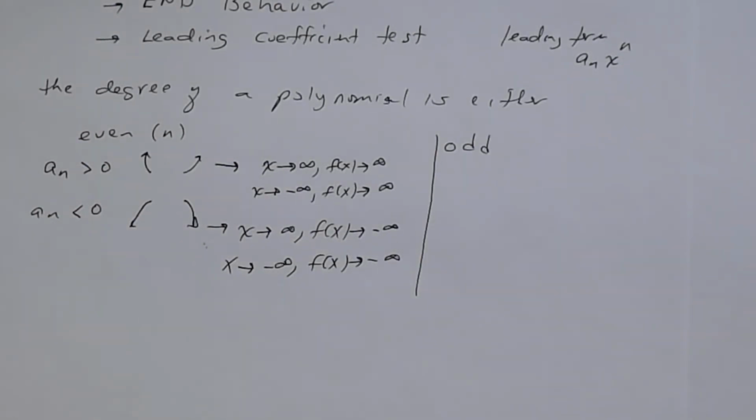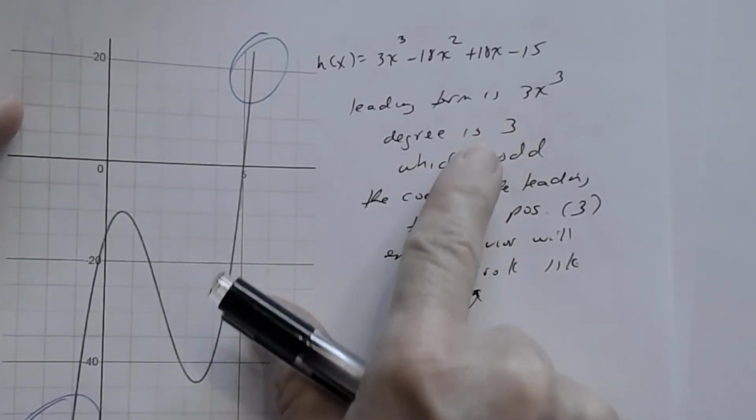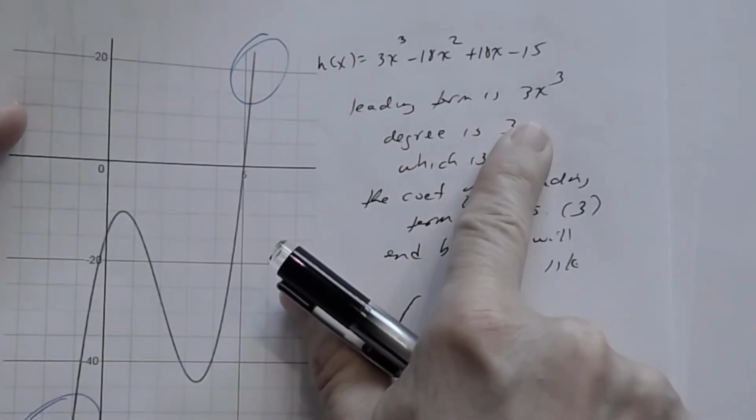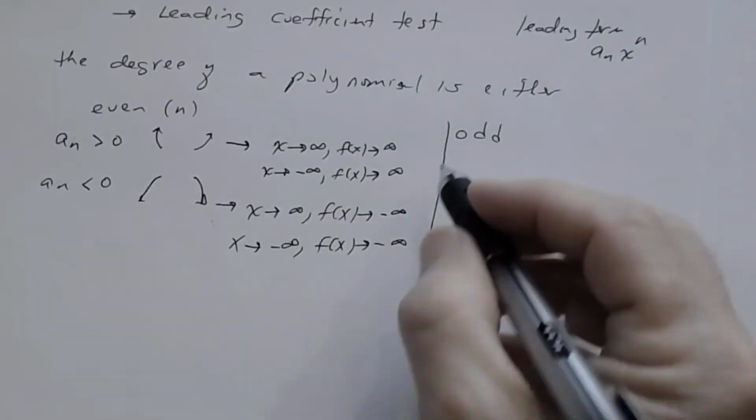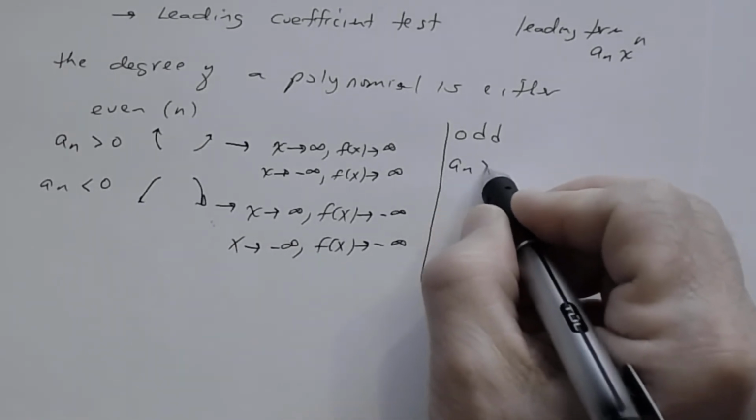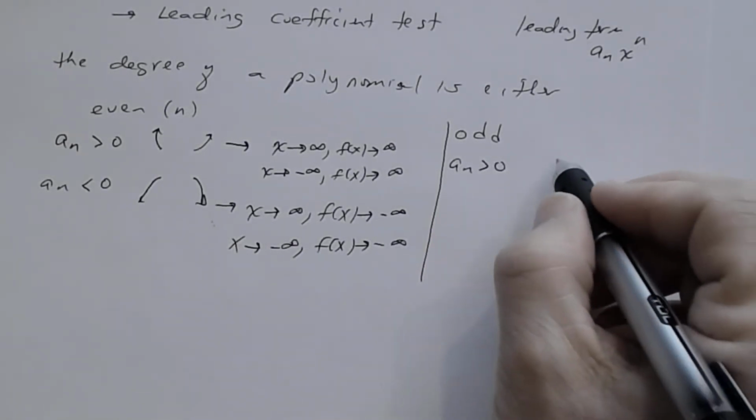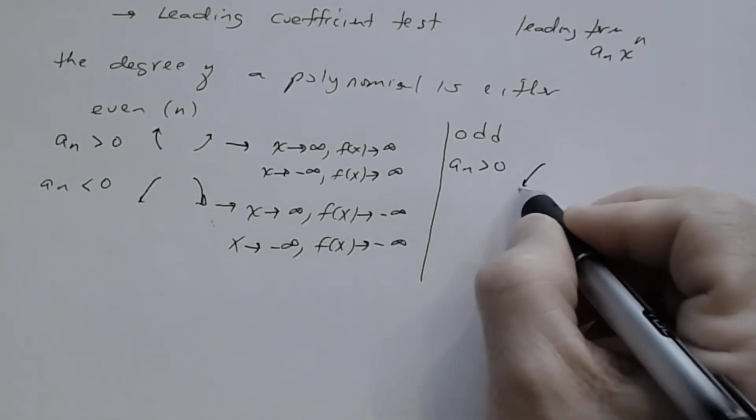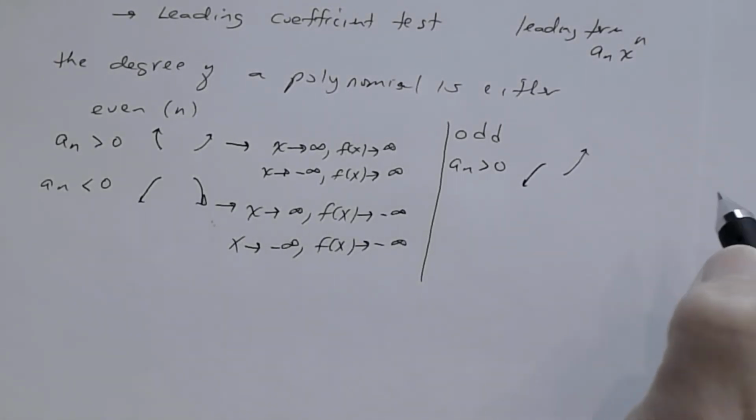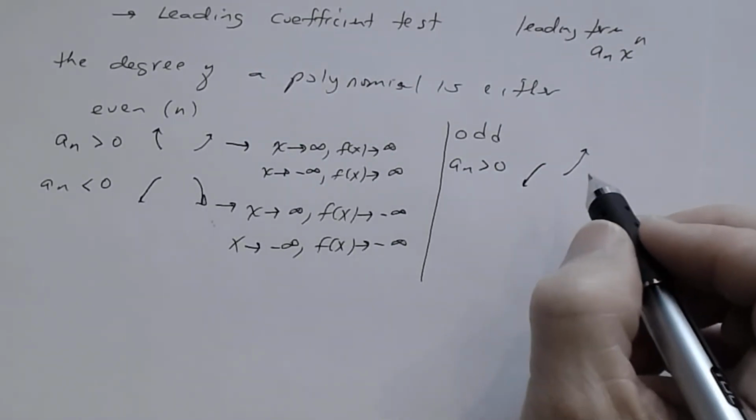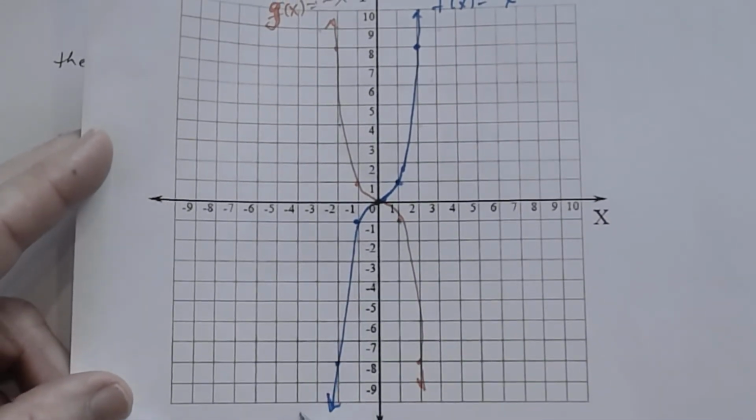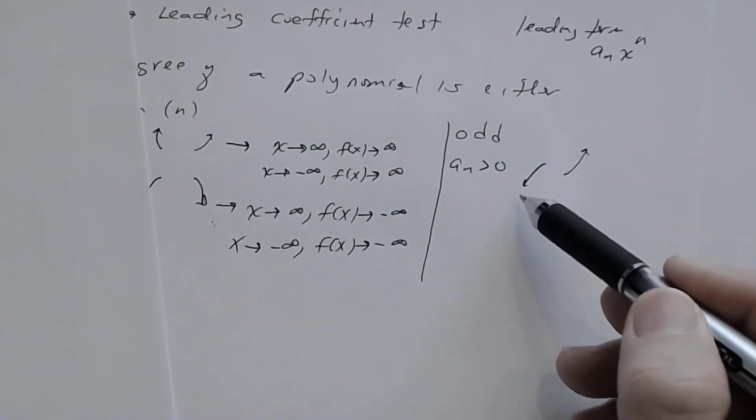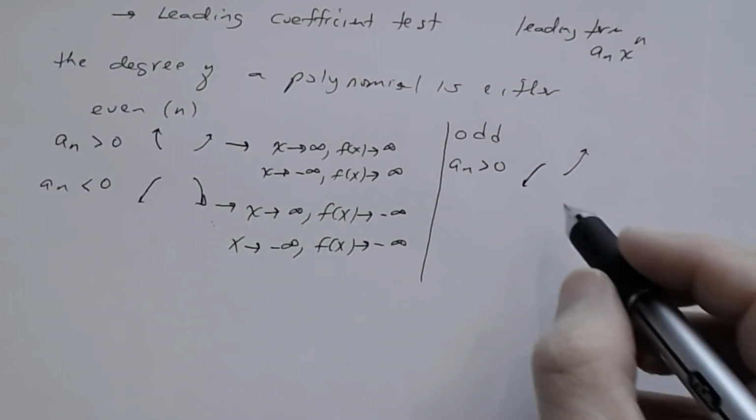So remember when we looked at the leading term, so the degree is odd, the arrows are in different directions, right? If the coefficient is positive, so if a sub n is positive, we get this. So on the left side it points down, on the right side it points up. And the way I would do that is I would think of x cubed. X cubed looks like this. So on the left side it points down, on the right side it points up. And what that means is this now.